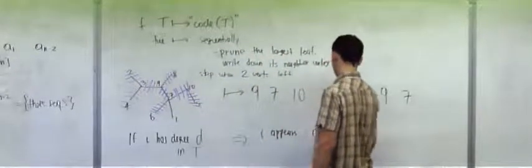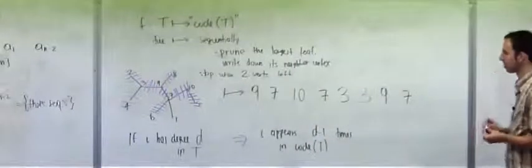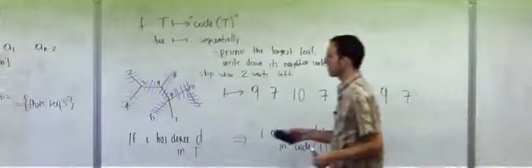Okay. So if I has degree D in the tree, then I appears D minus 1 times in the code of T. Okay? And that's a very important observation.